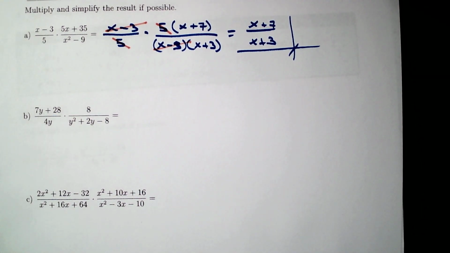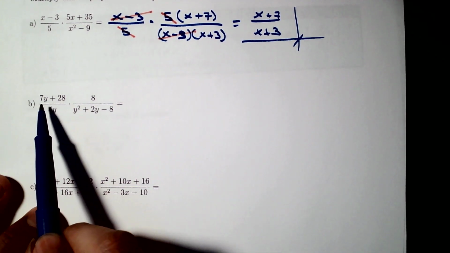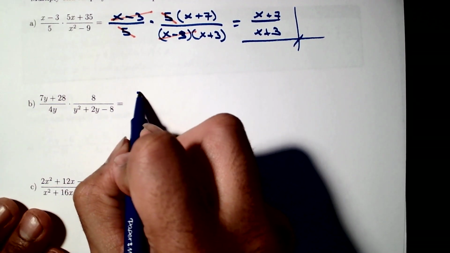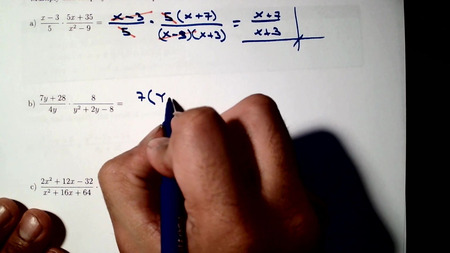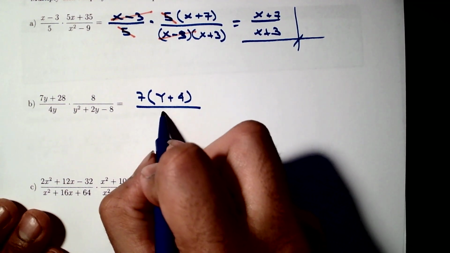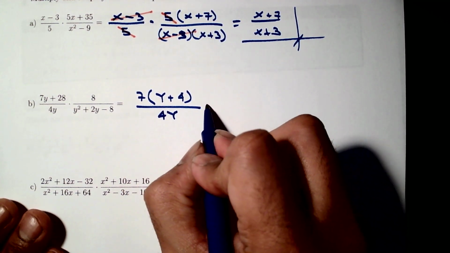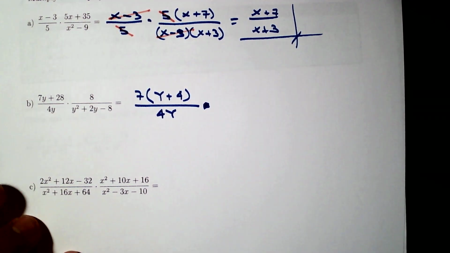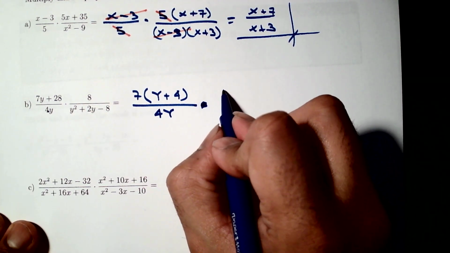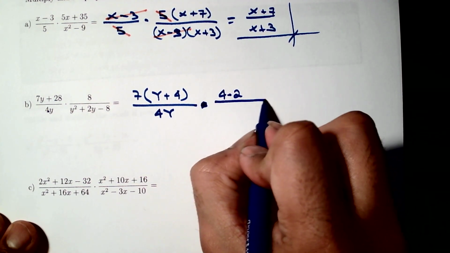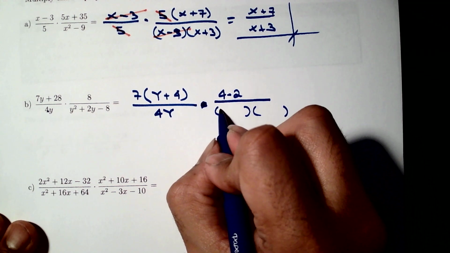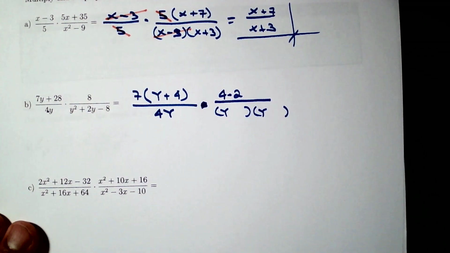Let's do part B. Example B. Let's see if we can factor out this first numerator. Notice between 7 and 28, we can factor out the 7, y plus 4. In the denominator, we only have the 4y, it's simply 4y. Let's just leave it like that. In the numerator, oh, that's a times and not an equal, times. The number 8 can be divided with 4 if we go 4 times 2. And in this case, we have a trinomial whose leading coefficient is 1, so we can do the double bubble method. So let's double bubble this one.